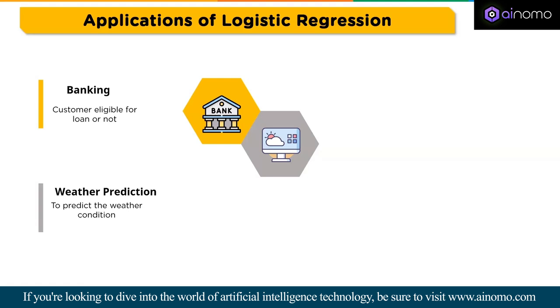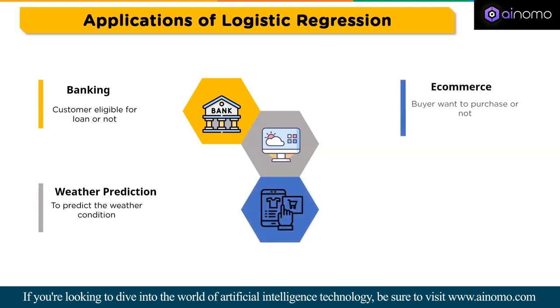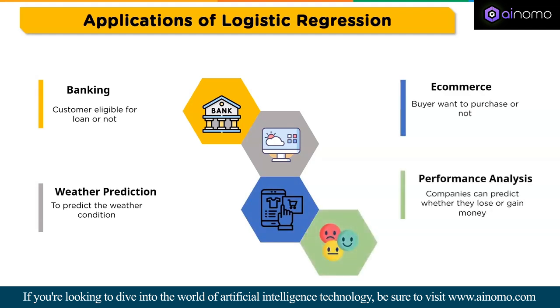You can predict from logistic regression. The third one is e-commerce. E-commerce companies can identify buyers if they are likely to purchase a certain product. The fourth one is companies can predict whether they will gain or lose money in the next quarter, year or month based on their current performance.